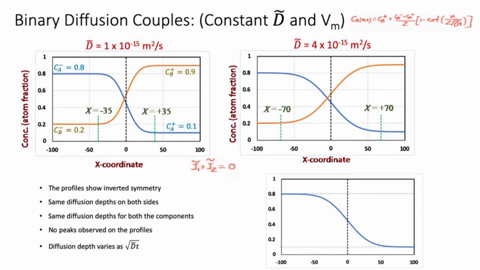In the first profile, the total diffusion depth was about 35 plus 35 on both sides, will be about 70 microns. In the second case, the total diffusion depth 70 plus 70 is about 140 microns. If I increase the diffusion coefficient to 4 times, the diffusion depths would be doubled. So, this was the binary diffusion profiles when the interdiffusion coefficient was constant.